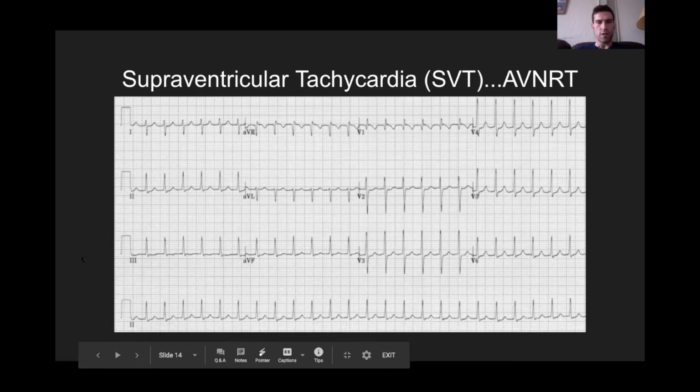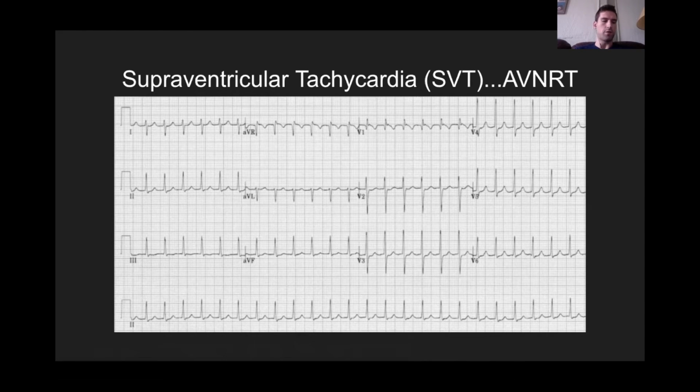So treatment, of course, as we all know, typical SVT treatment for these folks: adenosine, shock them. Some people are doing nodal blockers, pick your favorite.